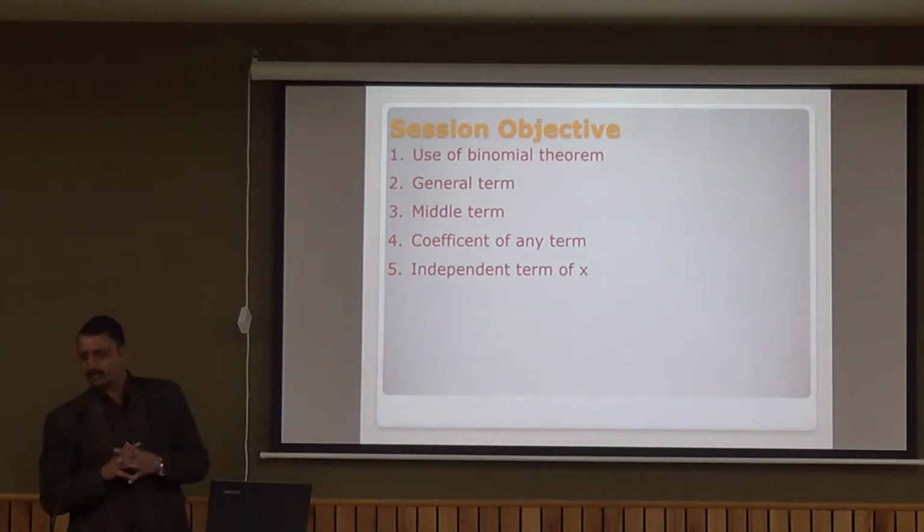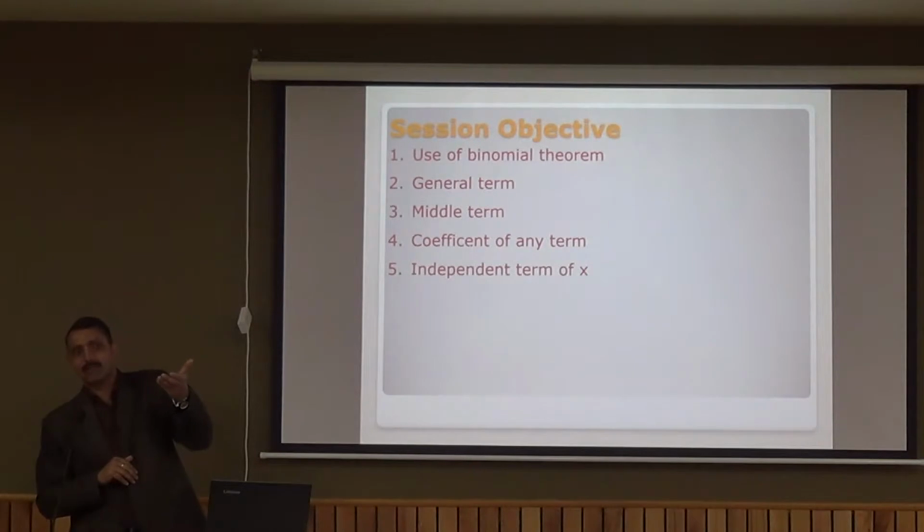How? If I ask you what is the formula of (a+b) whole square, you simply say, sir, a² + 2ab + b². (a+b) whole cube, you say a³ + 3a²b + 3ab² + b³. If I ask you to observe these two formulas, what are you observing? In (a+b) whole square, the index is 2 and you start with a raised to power 2.